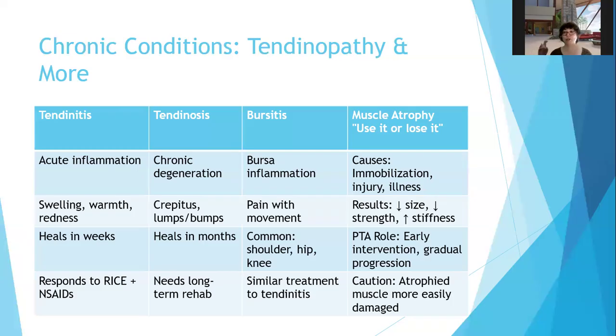Muscle atrophy, it's the use it or lose it principle. If you're immobilized or you have some sort of injury or illness that's causing immobilization, you can lose muscle size, lose muscle strength, and increase the stiffness in the muscle and the surrounding connective tissue. Our role in muscle atrophy is early intervention and gradual progress. So we want to make sure that people don't get to that point. If they come to us with muscle atrophy, we're going to gradually progress them to get them stronger. The caution you need to have is that atrophied muscle damages more easily. It's not as strong in the power it can produce, and it's not as strong in the tension that it can take. So gradual progression is the key.